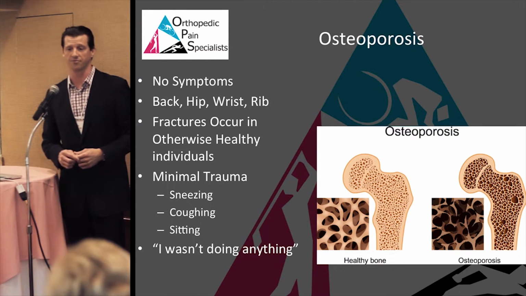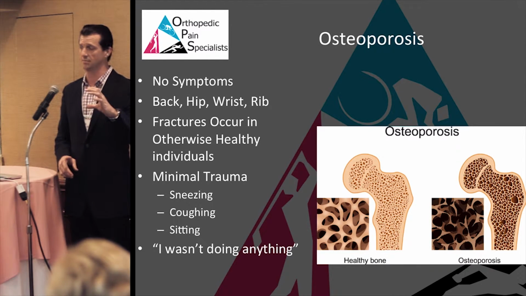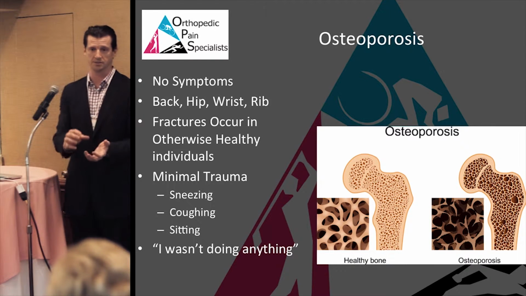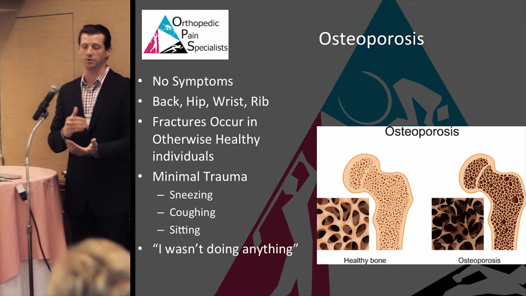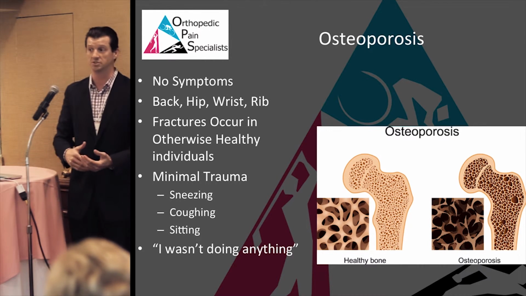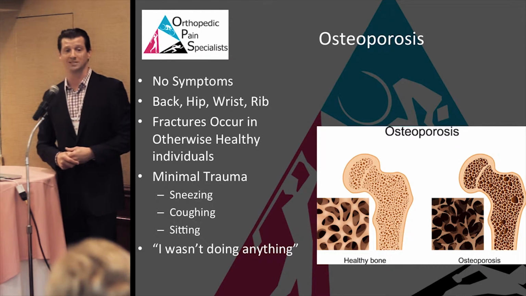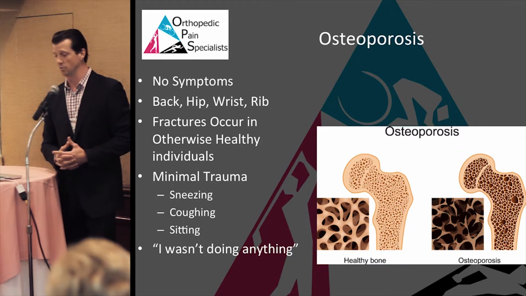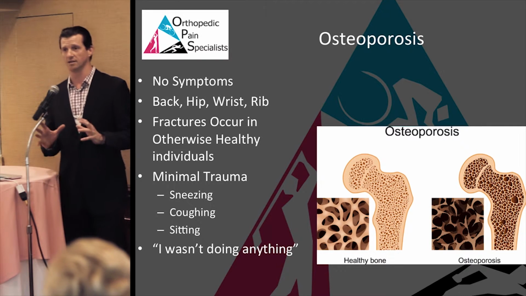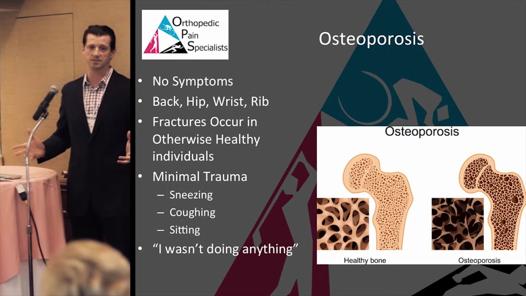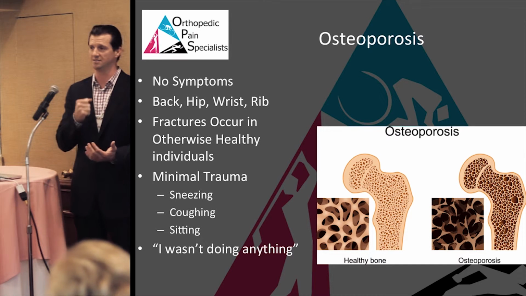The most common areas of fracture are in the spine, whether it be the thoracic spine or lumbar spine, and it's most commonly at the thoracolumbar junction, so that's right down at the bottom of the thorax or upper lumbar spine. And what will happen is once it fractures, you tend to kind of fall forward, and once you've had one, you're at risk for another one. Fractures occur in otherwise healthy individuals. It just kind of comes out of nowhere, and it's minimal trauma, sneezing, coughing, even sitting down hard. And the classic thing that I hear when people come in is, I wasn't doing anything. That's it. I wasn't doing anything, and all of a sudden the pain comes on, this intense stabbing pain in the back.